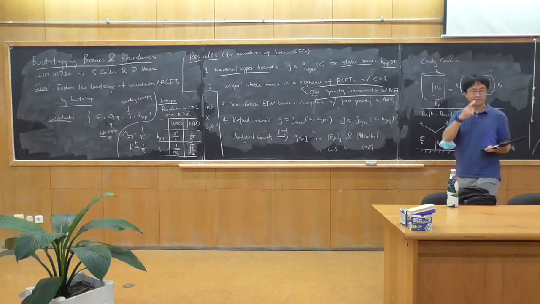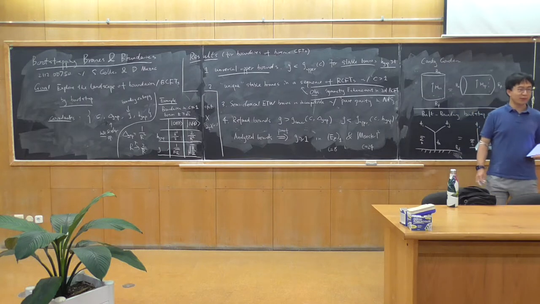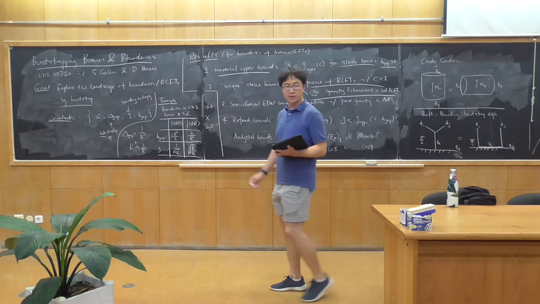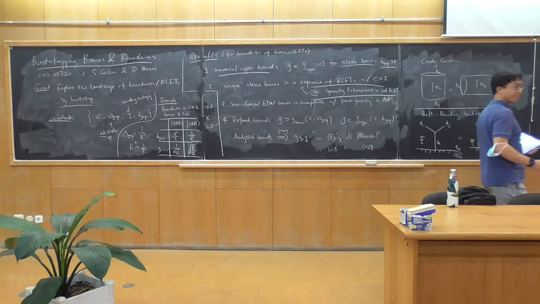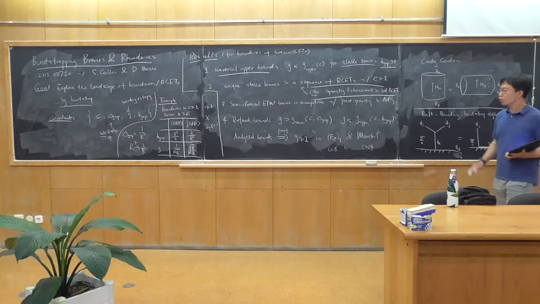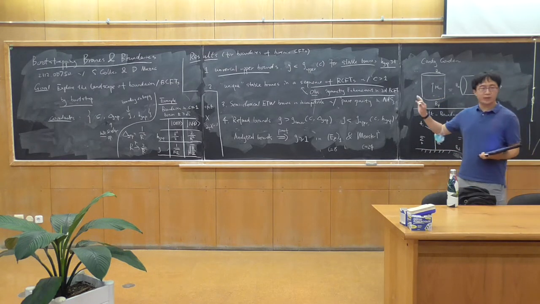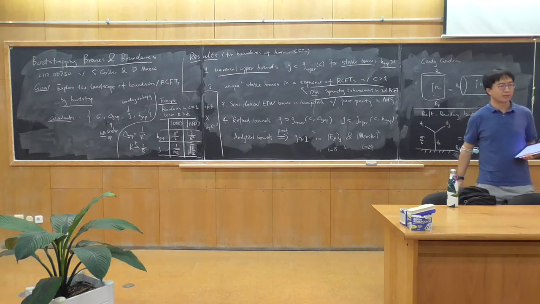This is only for c bigger than 1. For c smaller than 1, you might have discrete symmetries. This is only for continuous global symmetry. There could be a statement for discrete global symmetry as well, but that we haven't analyzed. The evidence I have is for the continuous global symmetries.